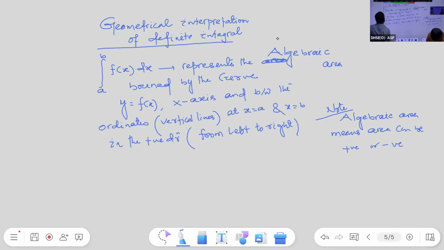So integral a to b f of x dx represents the algebraic area bounded by the curve y is equal to f of x, the x-axis and between the ordinates, that is vertical lines at x is equal to a and x is equal to b, in the positive direction, that is from left to right. Algebraic area means positive area or negative area. Okay. So let me explain.